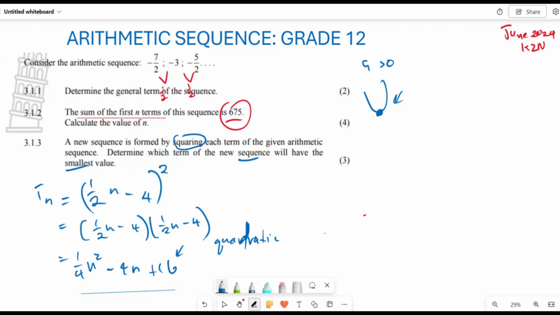Here you are going to say n is equal to negative b over 2a. What is your negative b? The negative b here is the same as negative into negative 4, over 2 into a, which is 1 over 4. Are we fine? Now the value of your n here is going to be the same as 8. Are you fine? So the eighth term here is going to be the smallest value of this particular sequence.